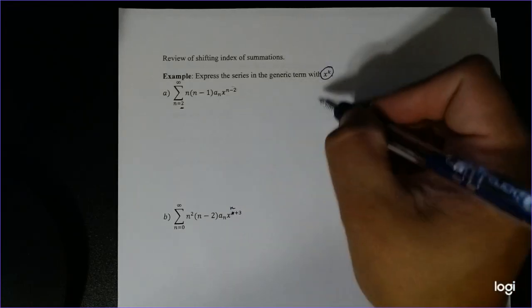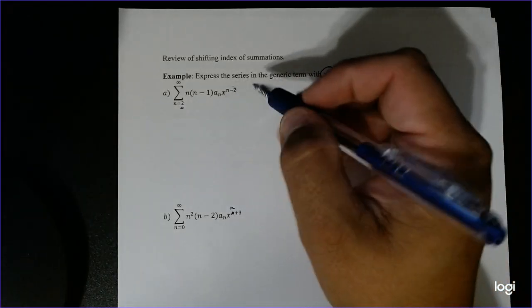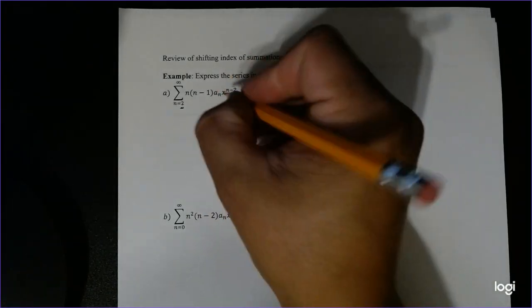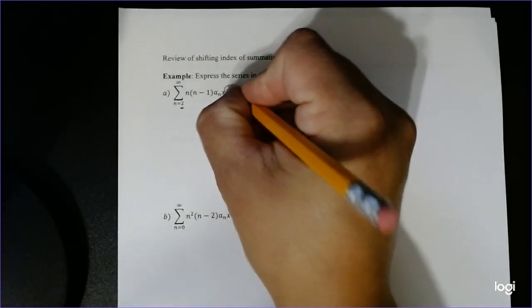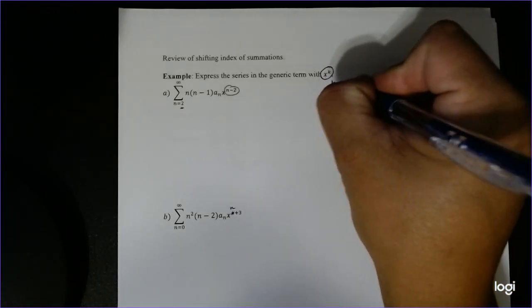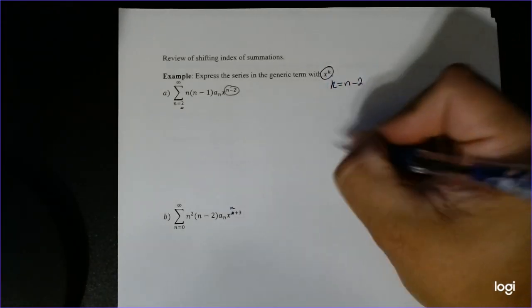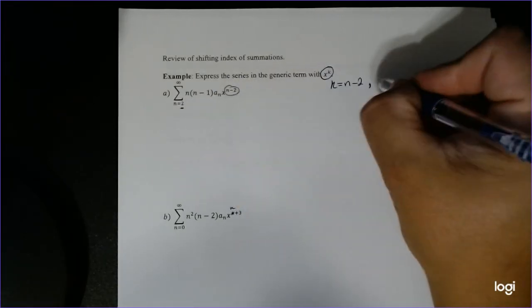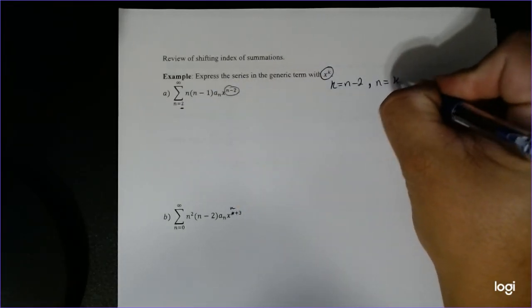Now, again, usually how this is going to go is we just set it equal to what we want. So I want this to be k, not n minus 2 anymore. So I set it equal to that. So I want k to be n minus 2. And I just work my way backwards. So therefore, to manipulate this portion, n must be k plus 2.